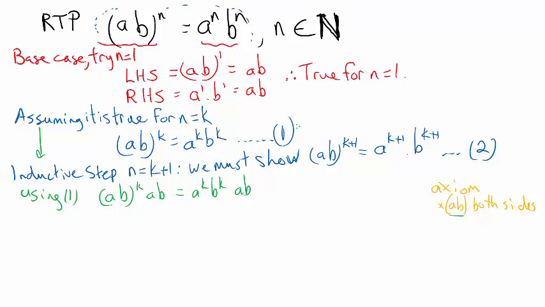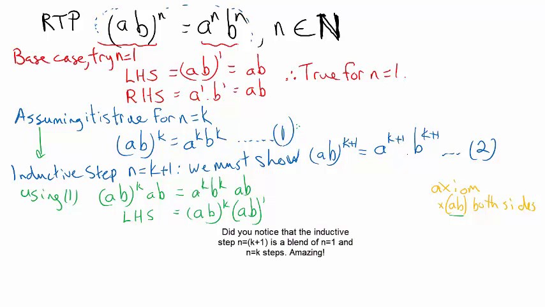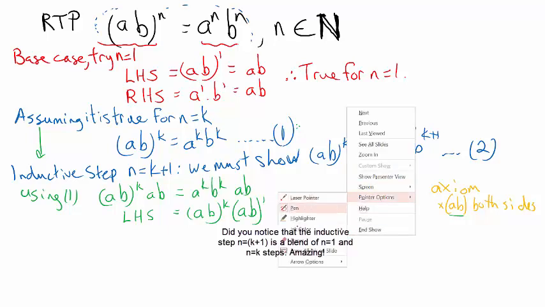And what we have here, on the left hand side, if we work on that, we basically have AB to the k times AB to the 1, don't we? Now when we are multiplying something with a base to a power by another factor of that base, the power goes up by 1. Have a think about that.